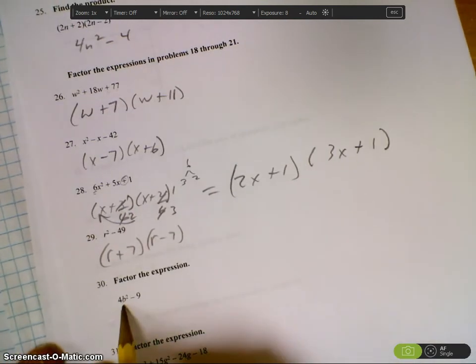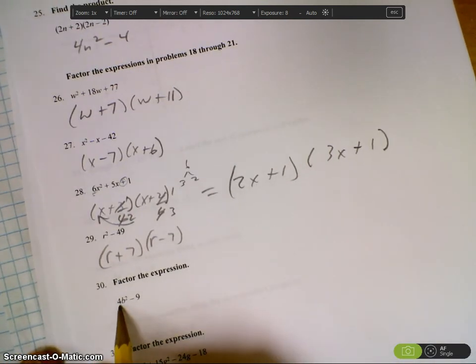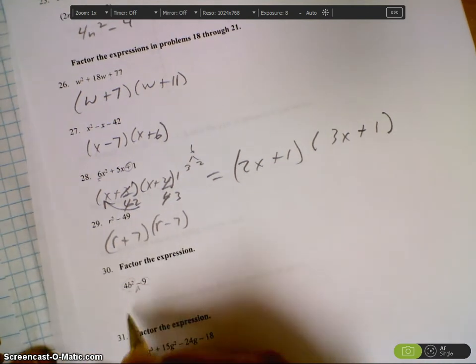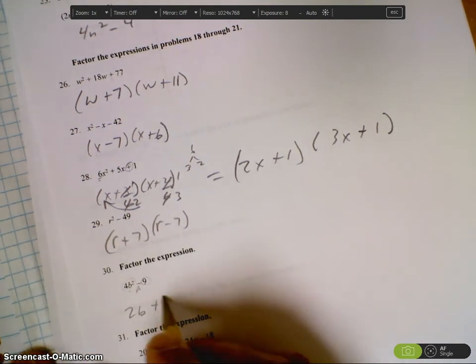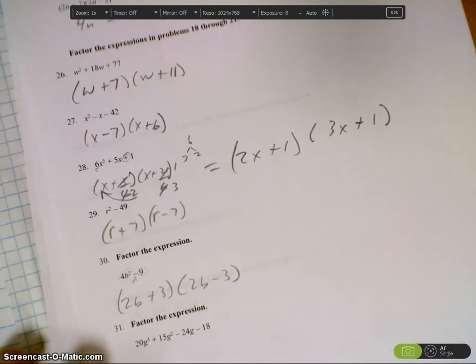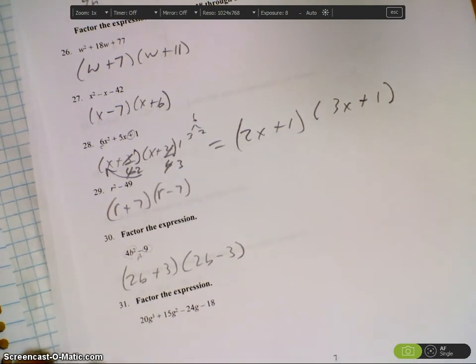More factoring. Difference of two squares again. This is a perfect square, and so is this, and there's a subtraction. So it's the same as this problem up here. 2b plus 3, 2b minus 3. Difference of squares.